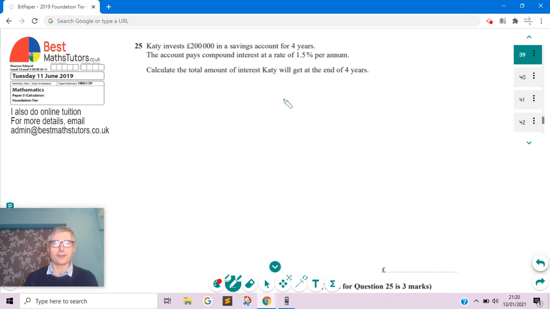I'm continuing to go through the Edexcel Foundation Tier Paper 3 from 2019, and this is question 25, and we'll be covering all the questions.